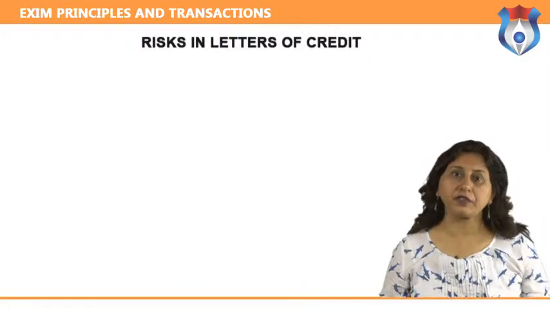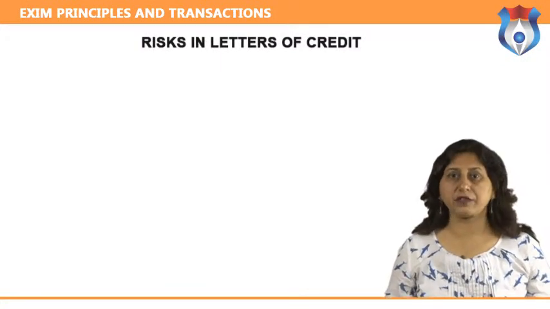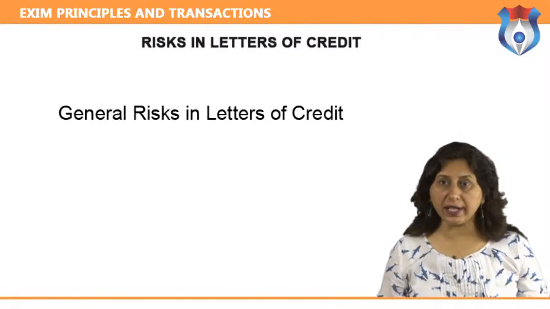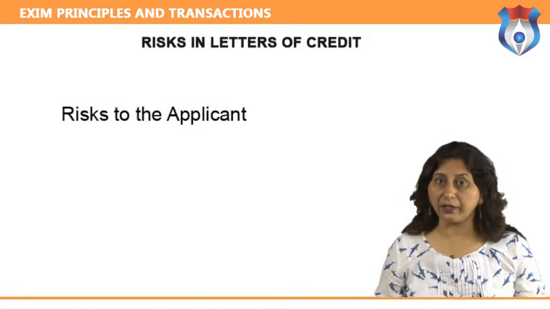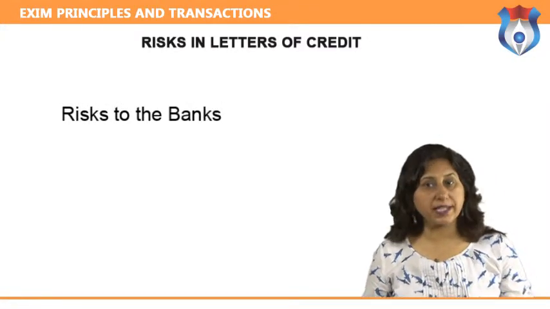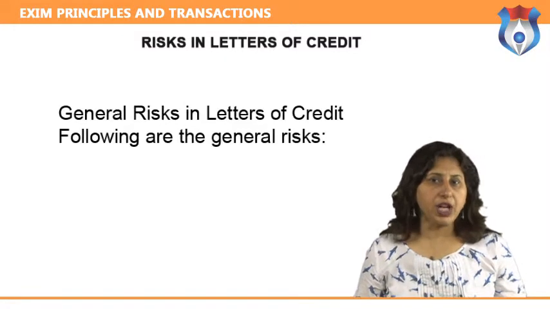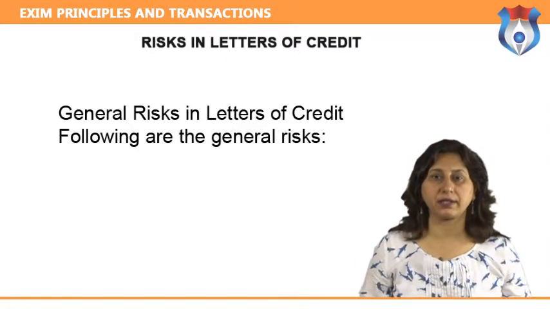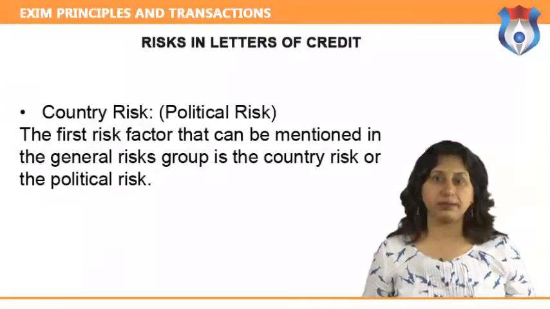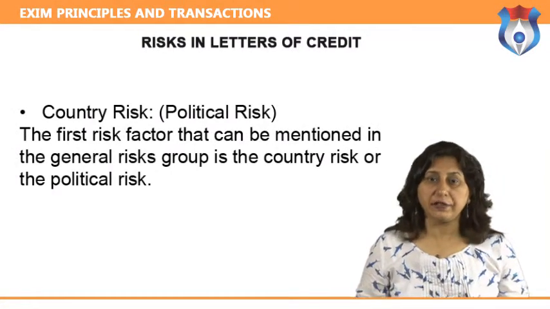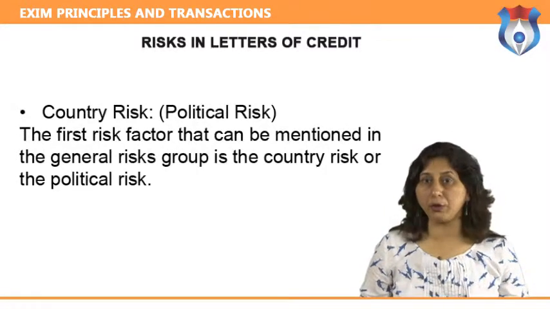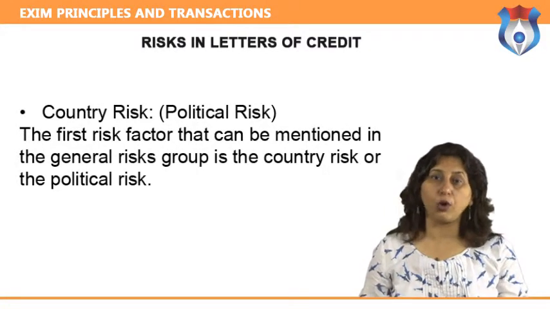Risks in letters of credit. Risks in letters of credit can be discussed under four groups: general risks in letters of credit, risks to the applicant, risks to the beneficiary, and risks to the banks. General risks in letters of credit. Following are the general risks: country risk, political risk. The first risk factor that can be mentioned in the general risk group is the country risk or the political risk.